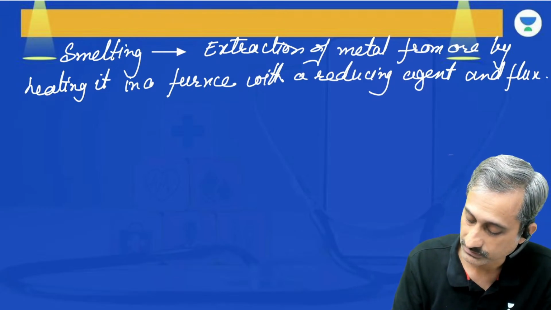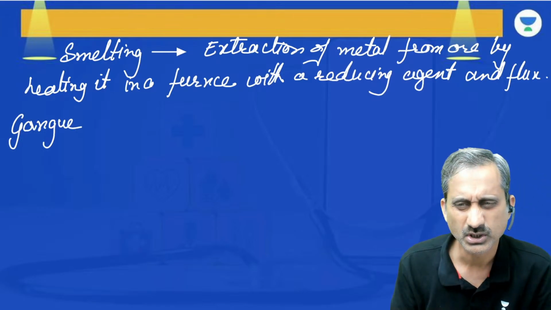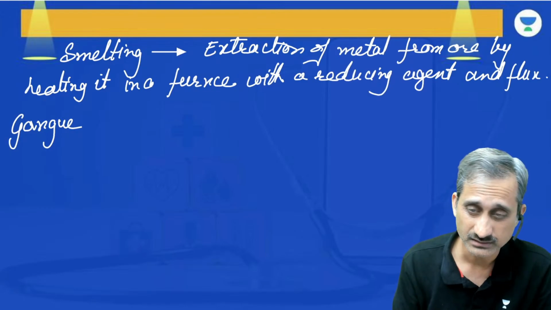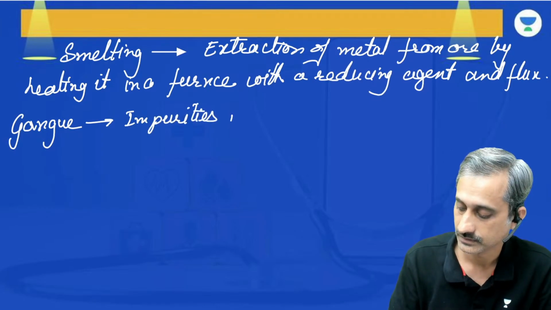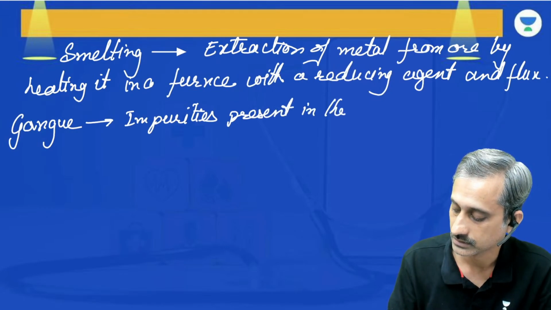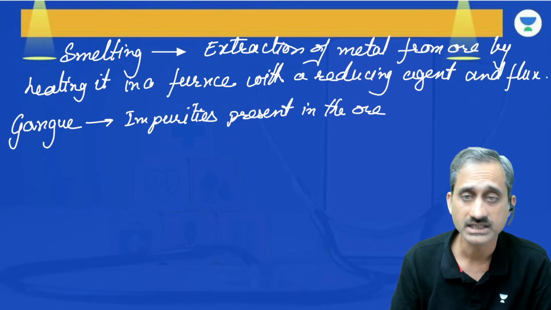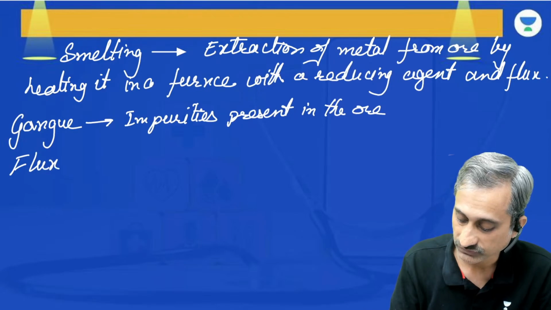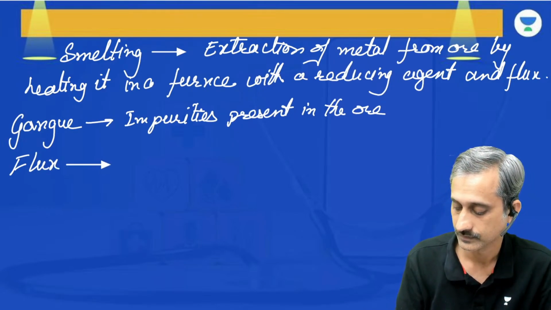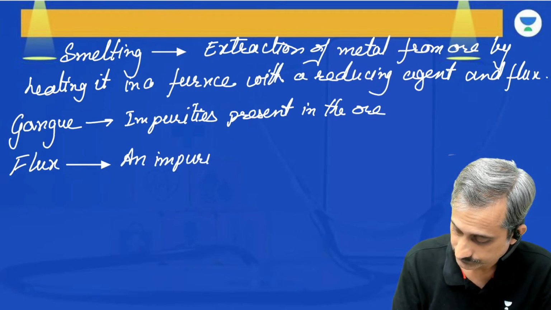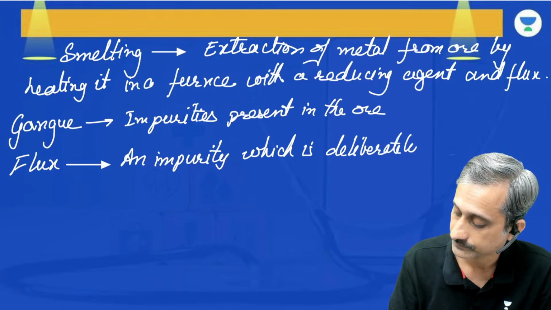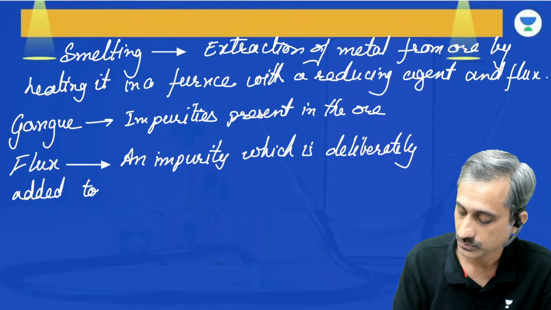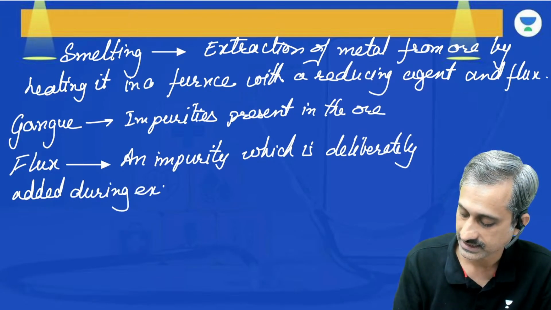Having talked about smelting, now we talk about something called gangue. Some people call it gangu, gange, gang, gand, whatever you want to call it, gangue. Gangue is the impurities present in the ore. Then we have something called flux. An impurity which is deliberately added during extraction.